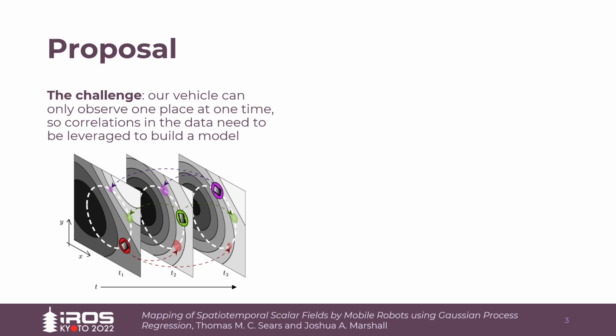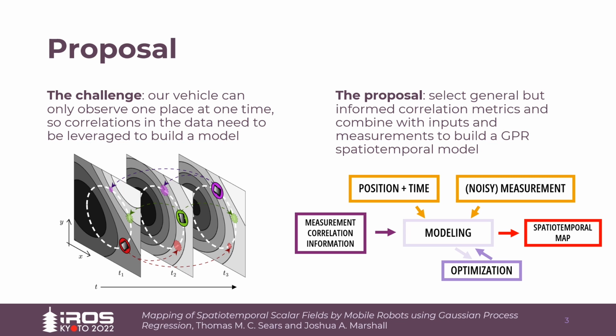As we desire to make minimal assumptions about the structure of the spatiotemporal field, we instead rely on similarities in the data to build a spatiotemporal map. This leads us to using Gaussian process regression, where data-driven models are created through correlations in the data. With input location and time data and measured scalar field values, shown in gold, correlations are calculated with the kernel functions that we select prior to the modeling. After optimization, the output is a spatiotemporal map.